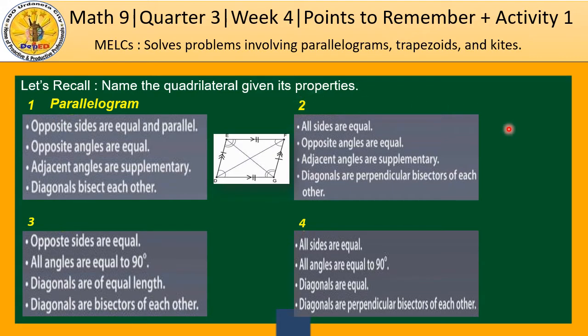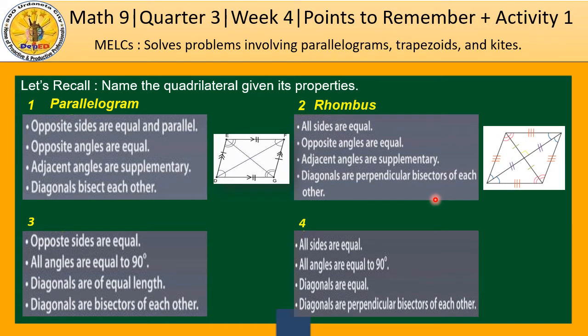Number 2. All sides are equal. Opposite angles are equal. Adjacent angles are supplementary. Diagonals are perpendicular bisectors of each other. The answer is rhombus. Correct. And this is the figure.